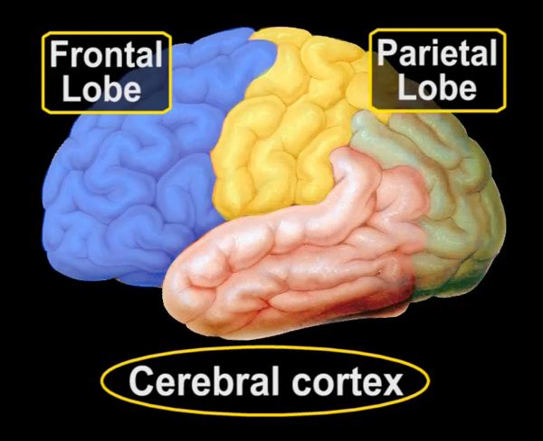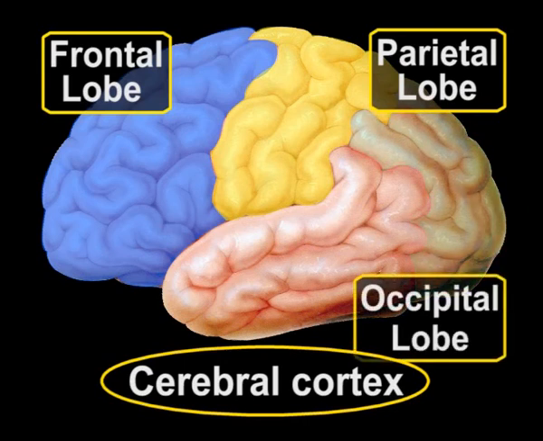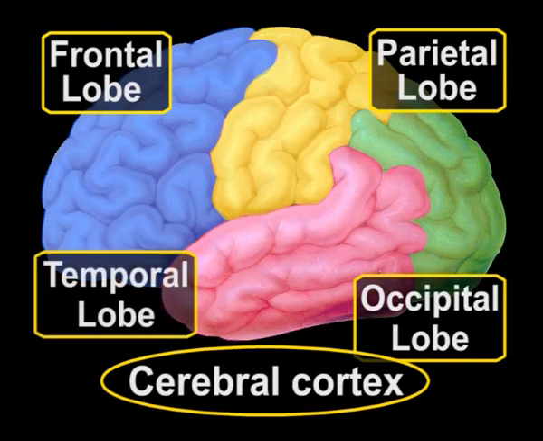This area is occipital lobe. The lobe is associated with visual processing, as its name suggests. Next is temporal lobe. This area is associated with perception and recognition of auditory stimuli, memory, and speech.